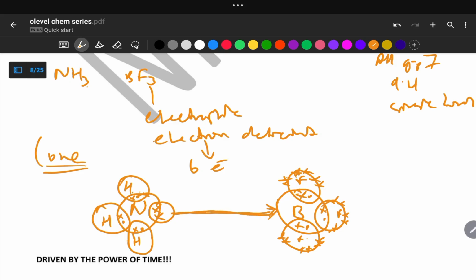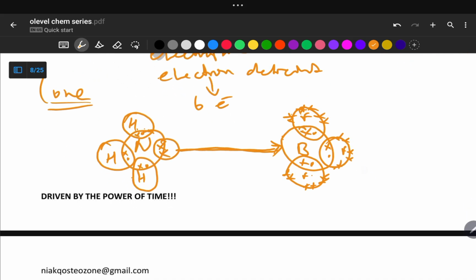Boron trifluoride will only receive. It doesn't contribute to the sharing of the electrons. It's no longer a mutual relationship whereby boron will provide and then nitrogen will also provide to share the electrons. Here we are having only one molecule providing the electrons to be shared. So this is what we call coordinate bonding, right? Only one molecule will provide the electrons to be shared, right?